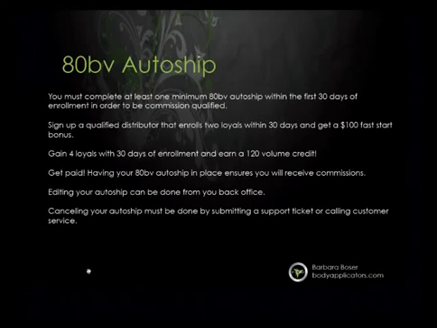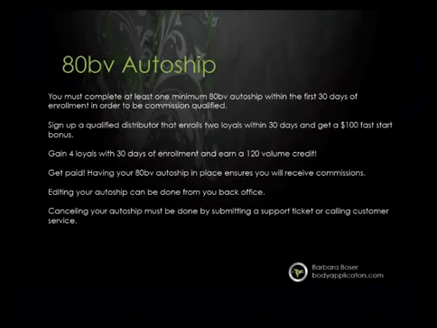All right, so the 80 BV auto ship. You must complete at least one minimum 80 BV auto ship within the first 30 days of enrollment in order to be commission qualified. So just make sure you understand that. It has to be 80 volume, not $80. And when you enroll a distributor, make sure that they set up their auto ship correctly, because if it's not set up correctly, you won't get the fast start bonus when they get their loyal customers. So just make sure you understand that 80 BV auto ship has to be set up.